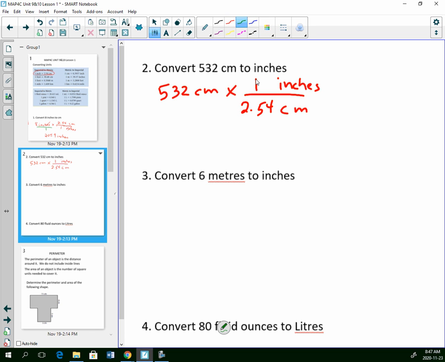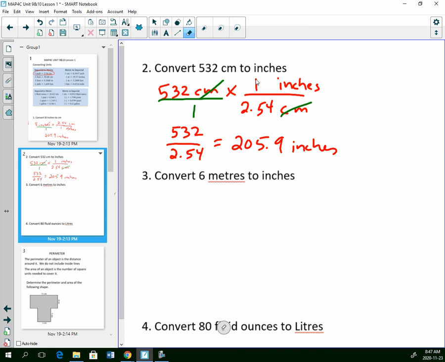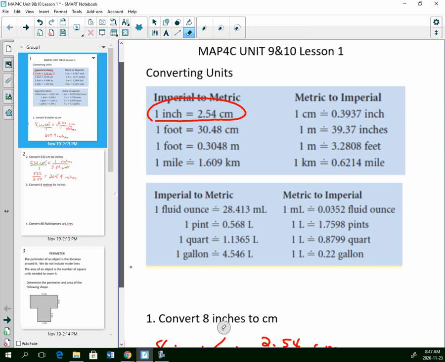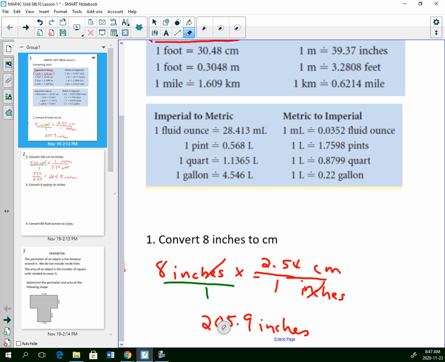So this time, when we multiply the top two numbers, 532 times 1, and then 1 times 2.54, this time we are dividing, right? And that gives us, I think I had that last question wrong. So centimeters cancel with centimeters. Let me go back to that first one, because I had that one incorrect. I was looking at the wrong answer.